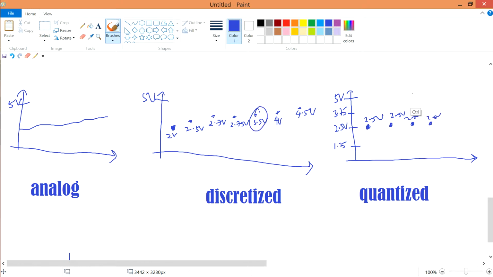3.5 is nearer to 3.75, so I have 3.75 volt. So I'm rounding up or rounding down based on the nearest value I can have. Over here, this is 4 volt. If I were to round down, it's 3.75 volt. And over here, this is 4.5 volt. If I were to round up, I will have 5 volt.